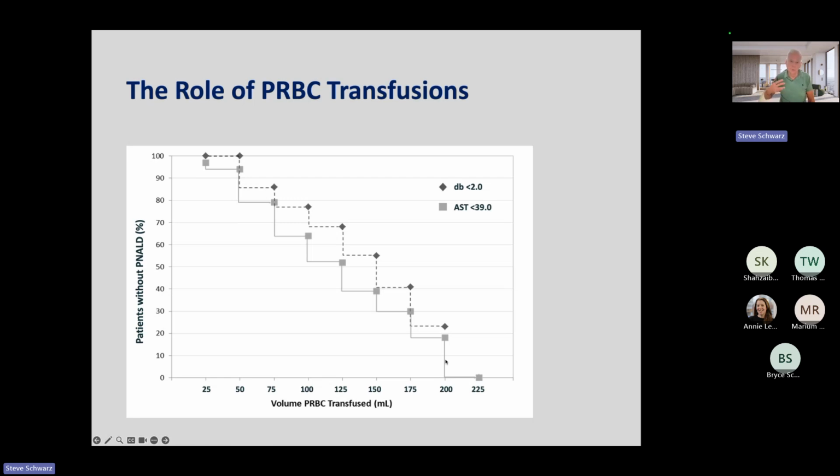So again, the role of PRBC transfusions, isolated from everything else, clearly appears to be yet another risk factor for TPN liver disease.